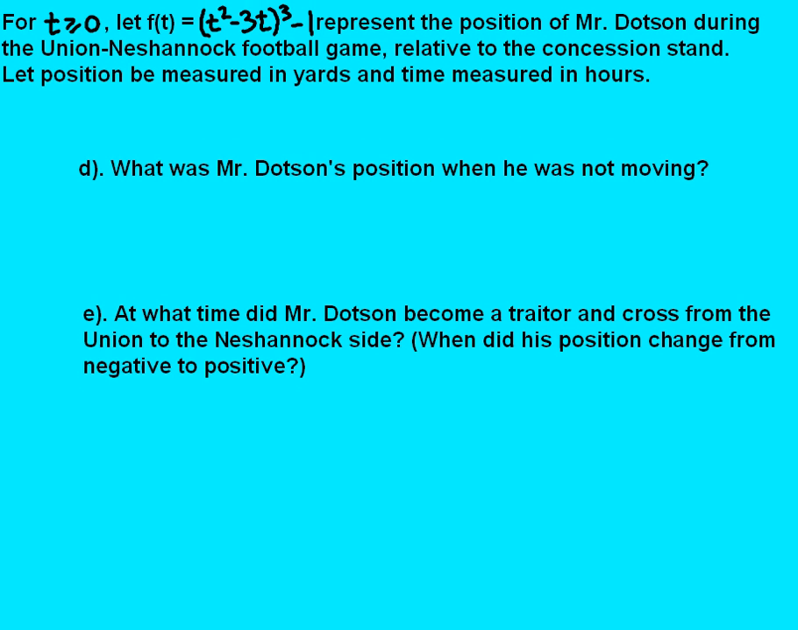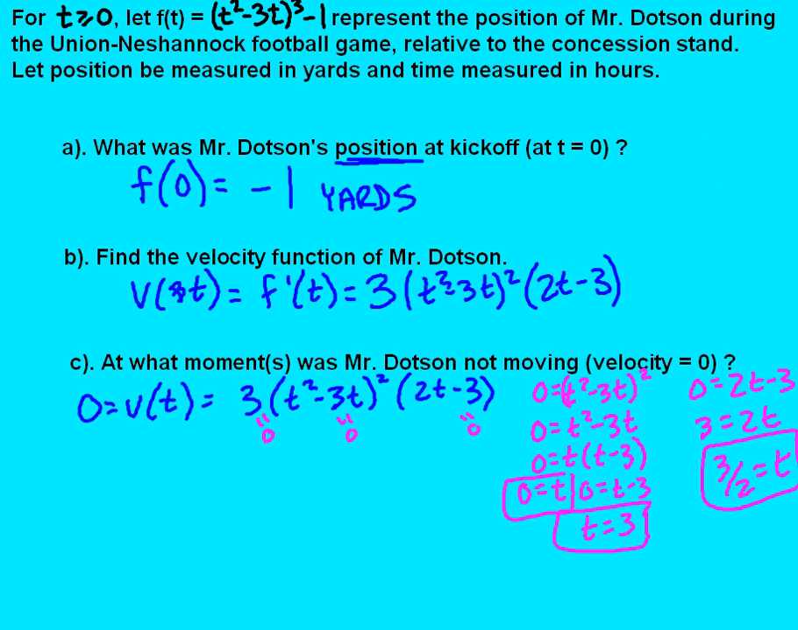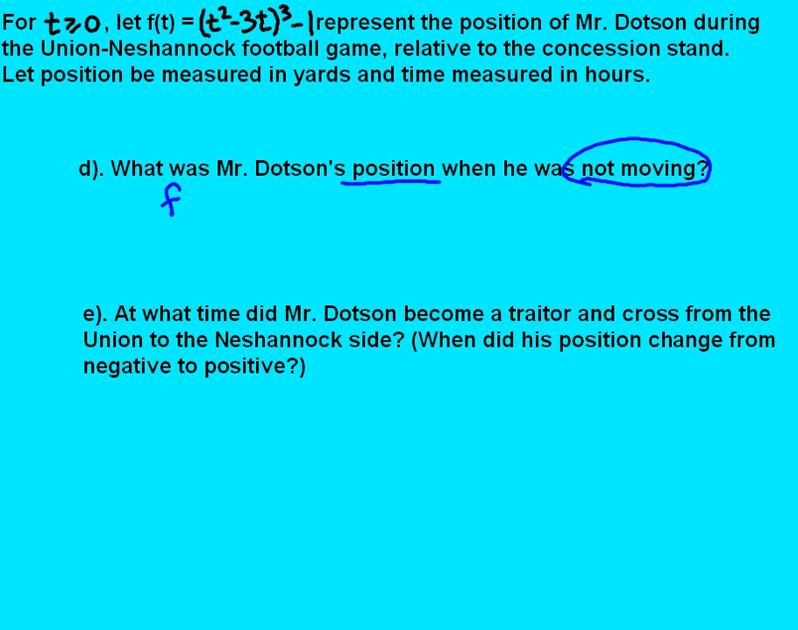As we move on to the next part, part D. First, it says what was Dotson's position when he was not moving. So I should start again. I want to look at position, so I should be looking at a position function. And at what times? When he was not moving, it says. Well, we just found here in part C, the times were at 0, 3, and 3 halves. So I should be looking at f of 0, f of 3, and f of 3 halves.